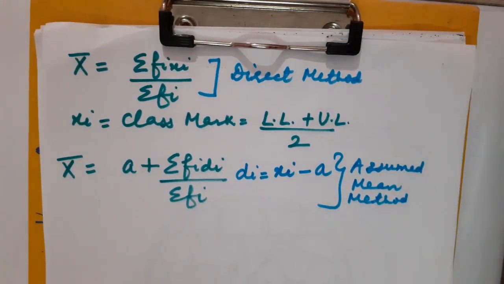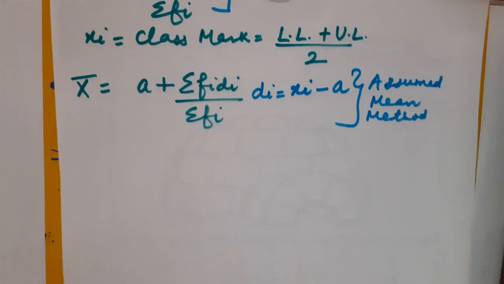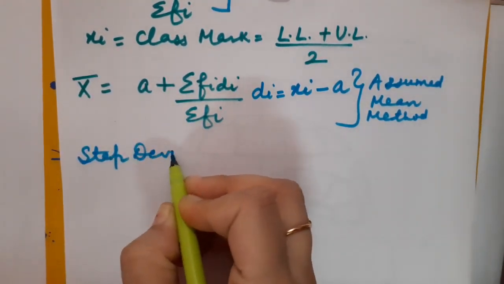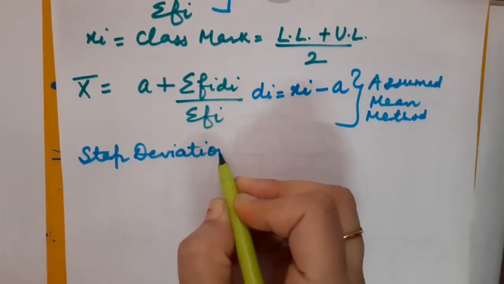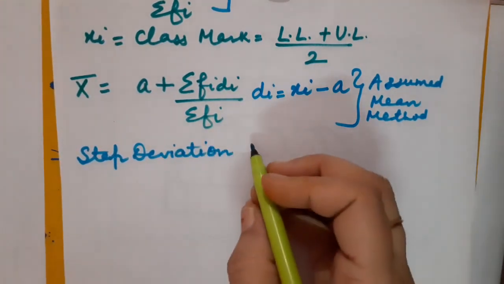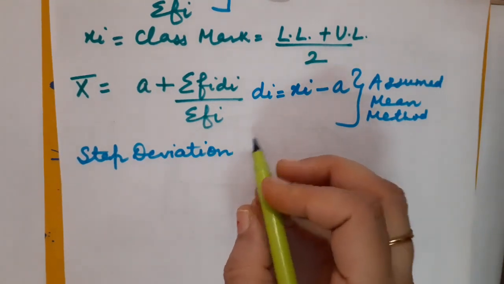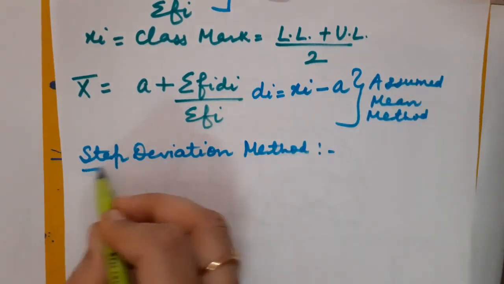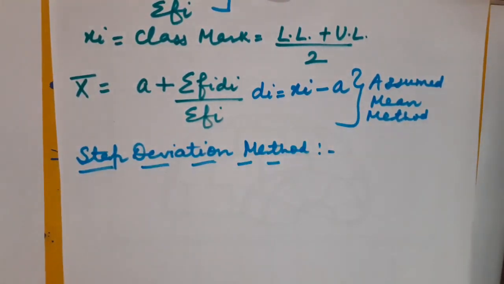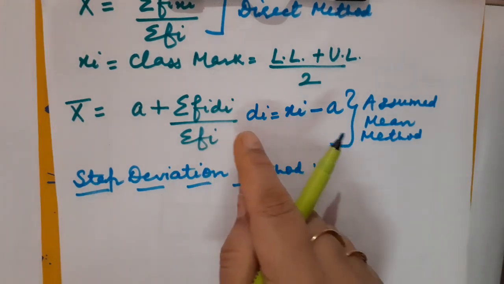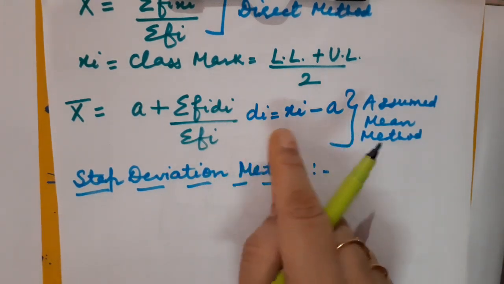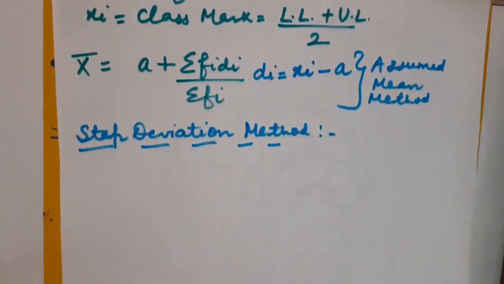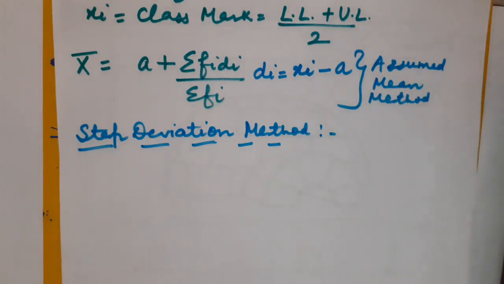Got it? Okay children, now I am going to introduce a new method for you, that is step deviation method. Do you remember I told you that whenever the simple data is given to us, like the values are not that much higher, then we always used to pick the direct method to calculate average. But if the calculations are a little bit tough, then either we pick assumed mean method, or we will be picking step deviation method to calculate arithmetic mean.